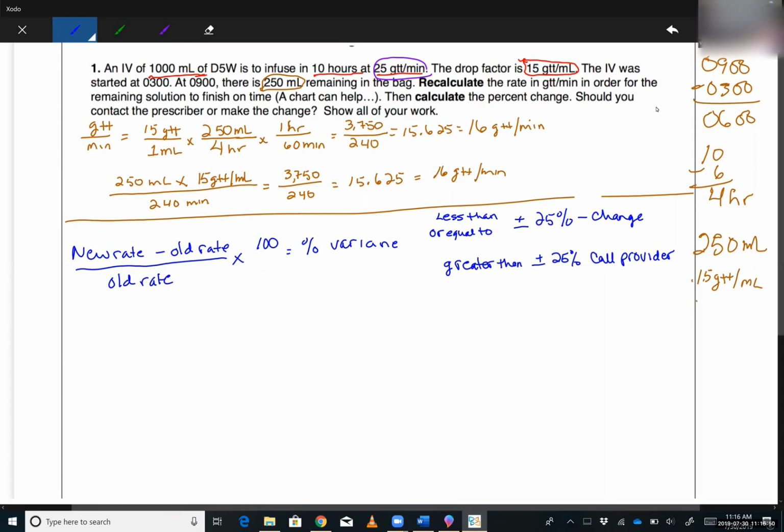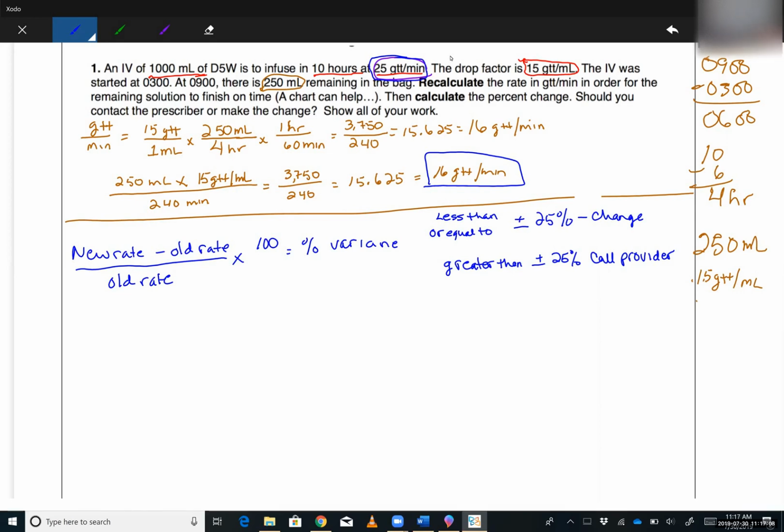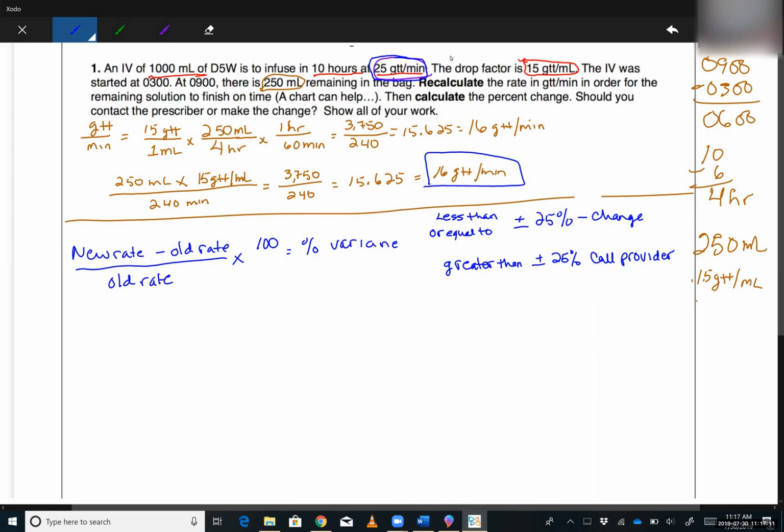And right here, you'll see that I have the new rate is 16 drops per minute. The old rate was 25 drops per minute. So we're going to plug it into our formula right here. We have the new rate of 16 drops per minute. We're going to subtract the old rate, which is 25 drops per minute. We're going to divide by the old rate of 25 drops. And then that answer you will multiply by 100 to give us a percent.